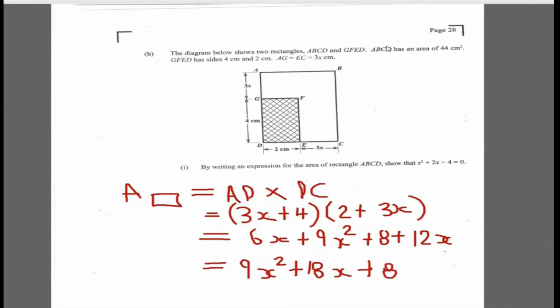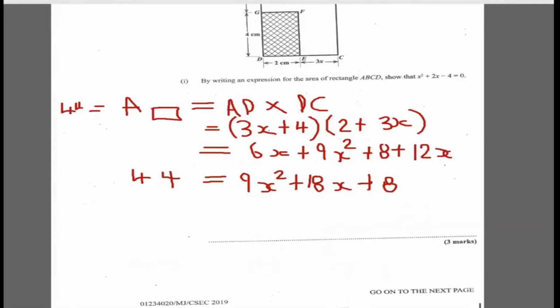Now they went further to tell us that the area of this rectangle is 44. So all of this equals 44. So we're going to solve this equation equal to 44. Now solving this equation equal to 44, it's a quadratic. So what we need to do is just bring over the 44 to one side.